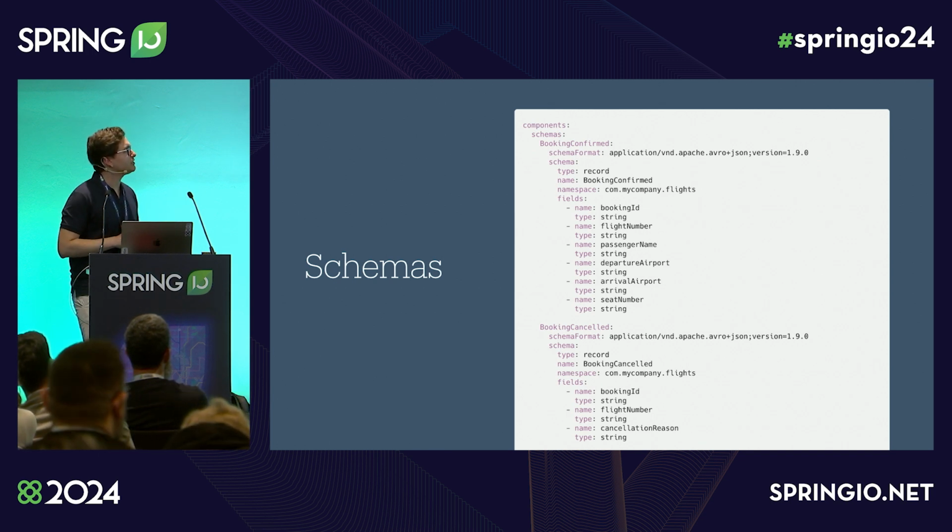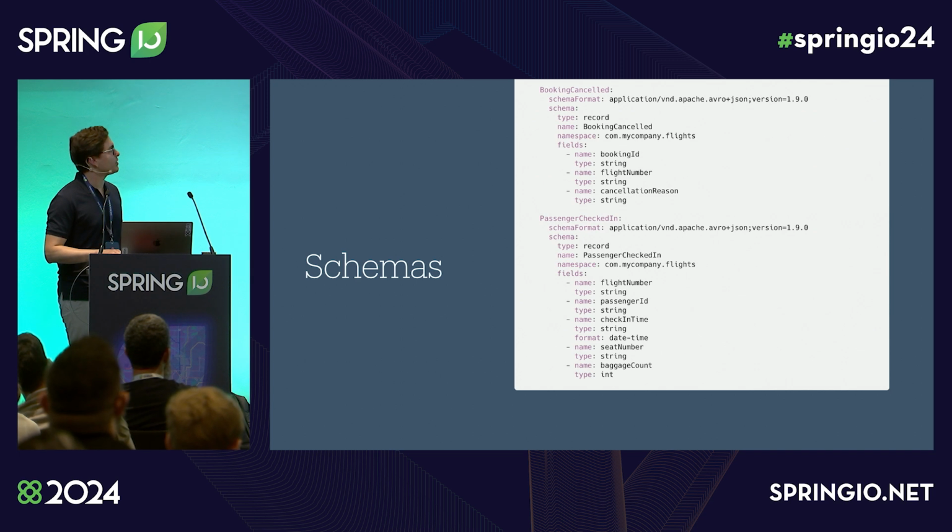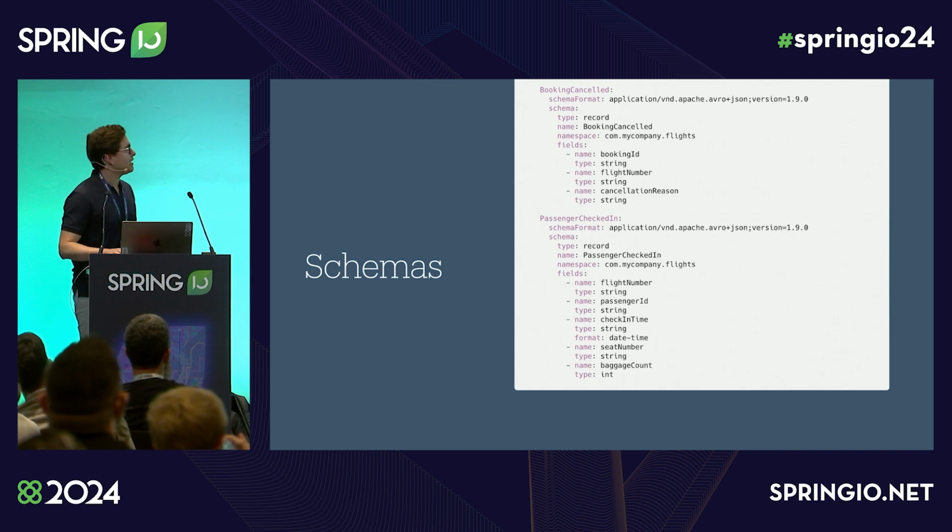So you have two examples here. The first one is the booking confirmed. Two Avro schemas in this case. They didn't have to be Avro, but in this case they are. They're already defined here. And the third one is right here, the passenger checked in as well.